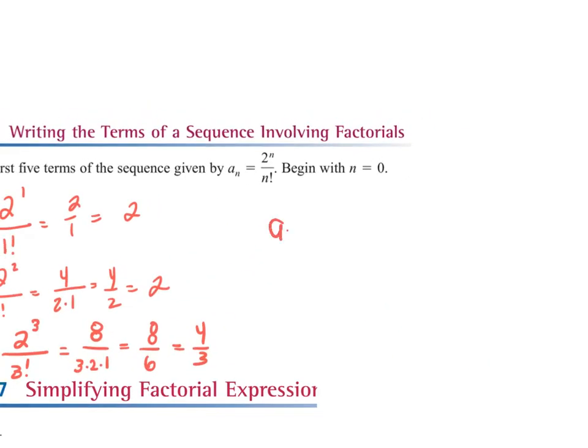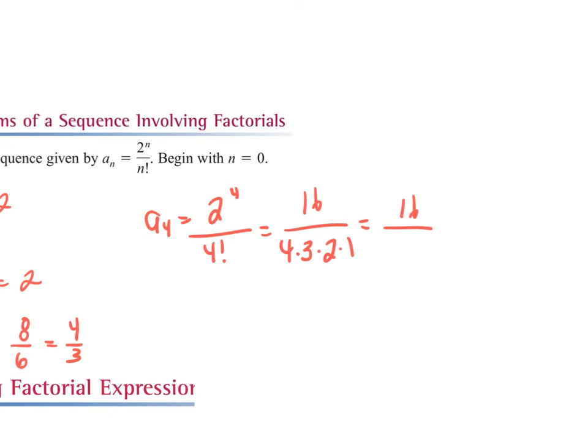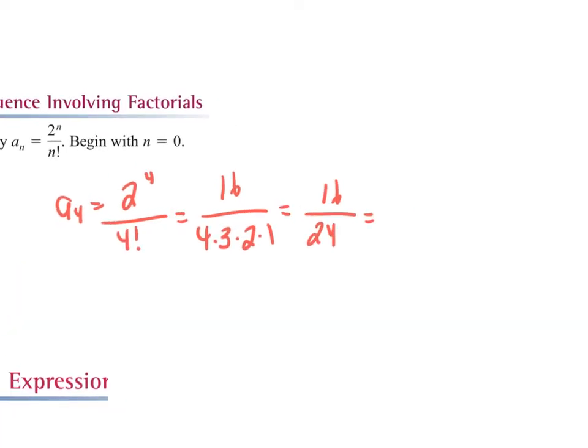If I find the fourth term of this, I say 2 to the fourth power over 4 factorial. 2 to the fourth power is just 2 times 2 times 2 times 2. So it's 16 over 4 times 3 times 2 times 1. So it's 16 over 4 times 3 is 12 times 2 is 24. So then I can simplify this. 8 goes into both of those, right? Okay, so it's 2 over 3.